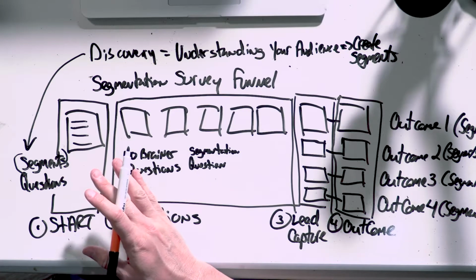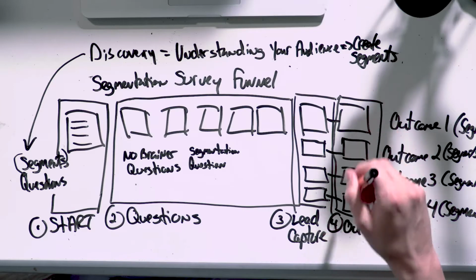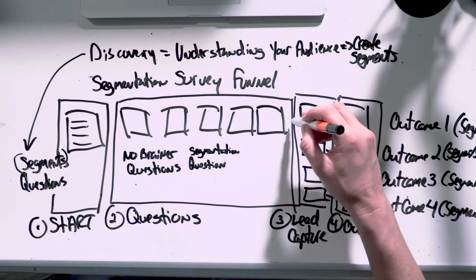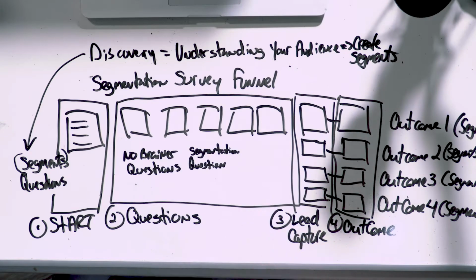So what's important about this segmentation question is that it's going to dictate what happens here. Because you're going to have your no-brainer questions, you're going to have your segmentation question, which is really important. It's really important to ask enough questions to show the person that you're getting enough information to identify, okay? That is what a segmentation funnel does for you. It allows you to identify. Here you're identifying.